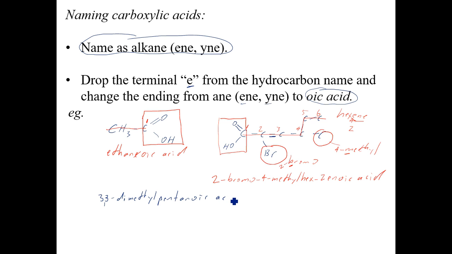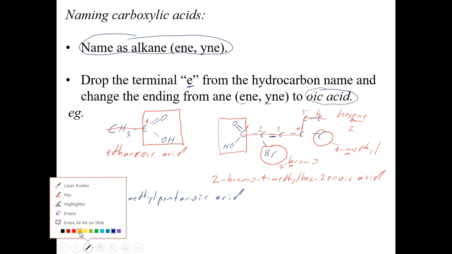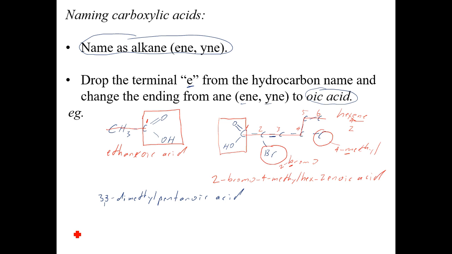Pentanoic acid. 3,3-dimethyl pentanoic acid. So the methyls, again, YL tells you that those are branches that we're dealing with, 1-carbon branches, but we're going to focus on how many carbons we have. First of all, pent is 5. So 1, 2, 3, 4, 5.